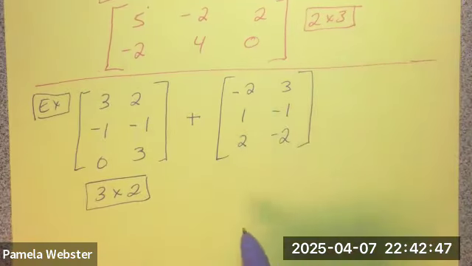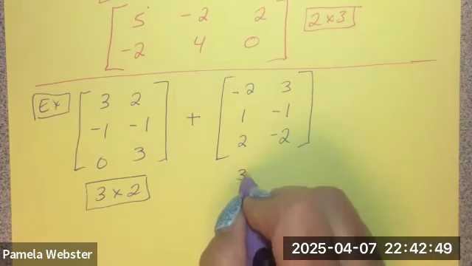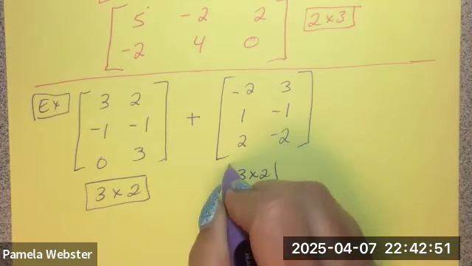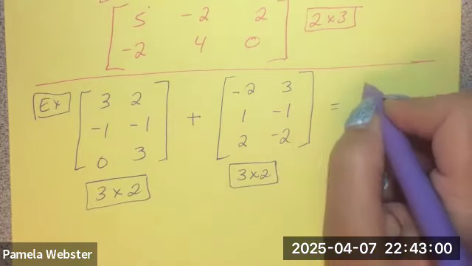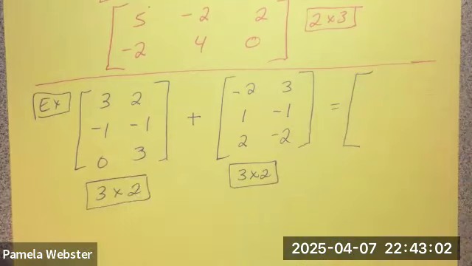Okay, how big is this guy? 3 by 2, right? 3 rows, 2 columns. Can I add them? The answer is yep, you better be able to add them. Yay. And my answer better end up being a what? 3 by 2, right? Okay.